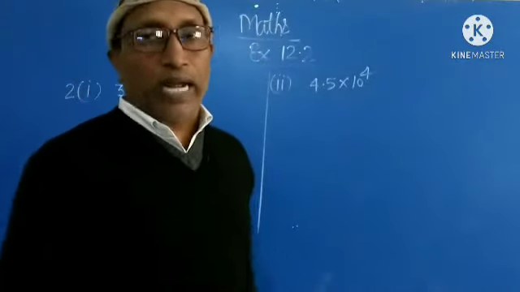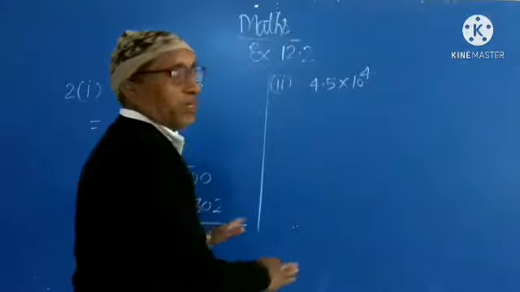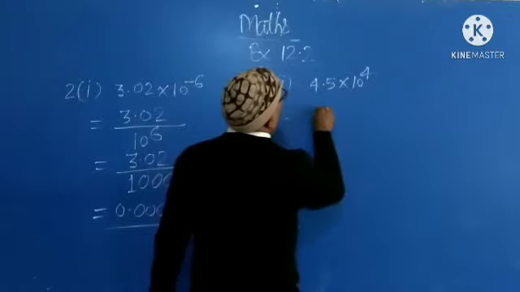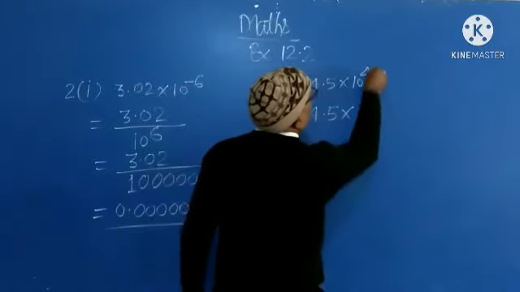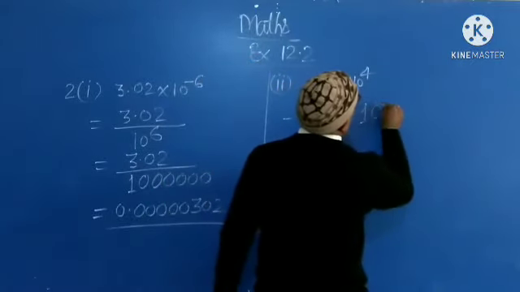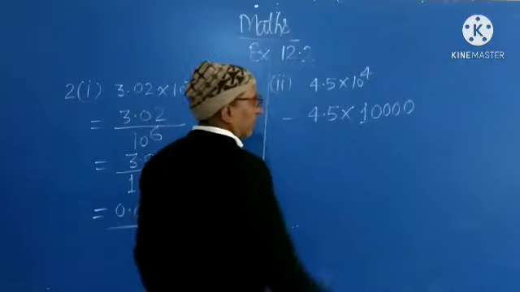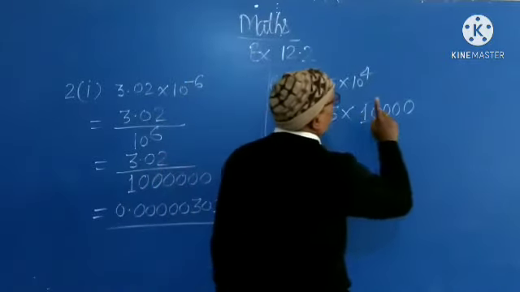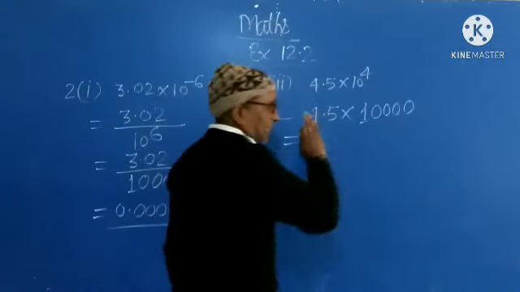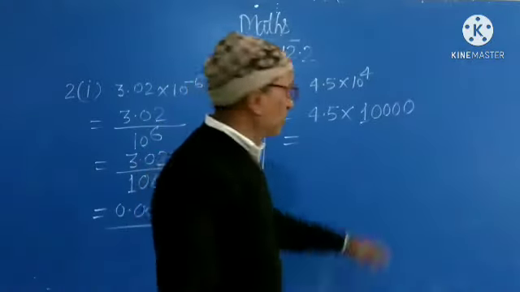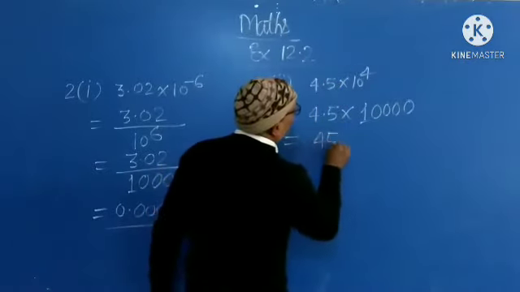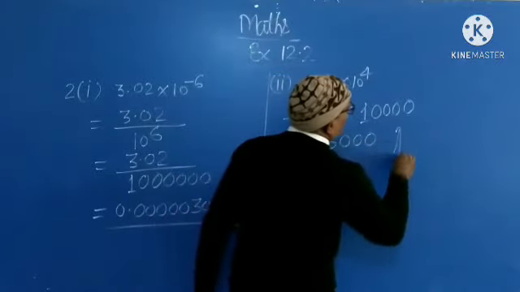Like this, you write down 4.5 into 10 to the power 4, which means 1 is followed by 4 zeros. When you multiply 4.5 by 10,000, the decimal place is shifted to the right. How many digits? 4 digits. You have 1 digit. This means you write 45000. This is your answer.